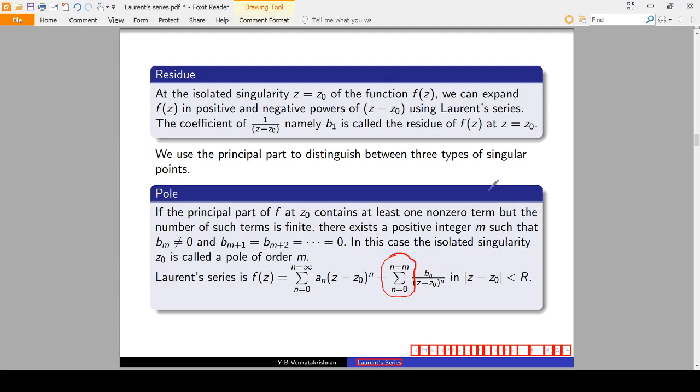Here you have m plus 1 terms. M terms plus 0. When n equals 0, you have this m plus 1 terms. And if the number of terms is finite, then that singularity is called a pole. And depending upon the order of this, it is called a pole of order m. Here it is a pole of order m because Bm is not 0 and subsequent terms become 0.